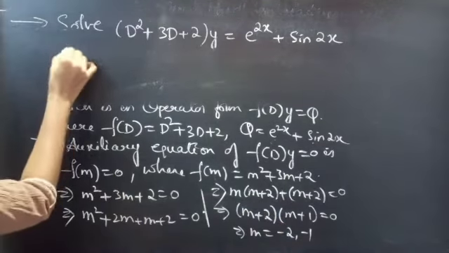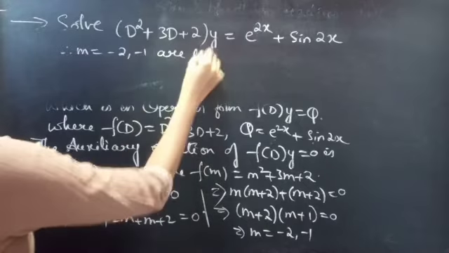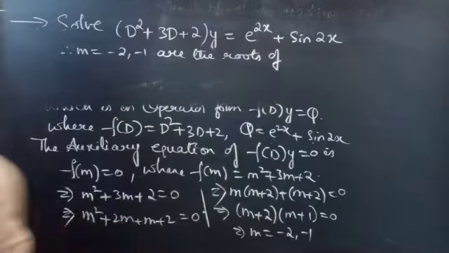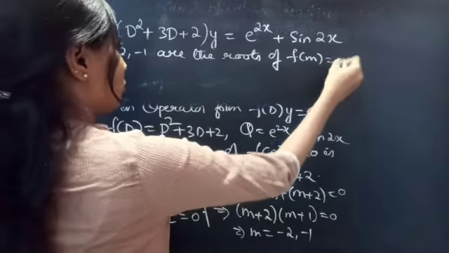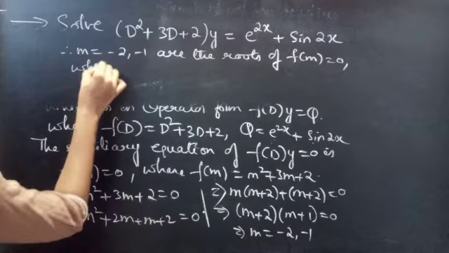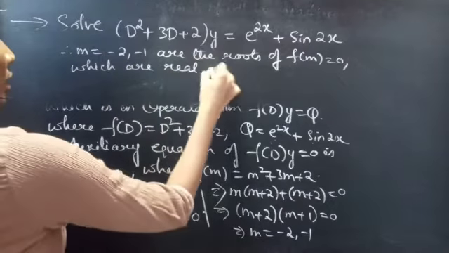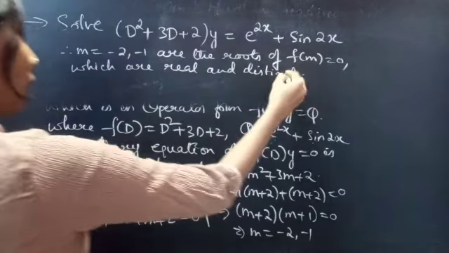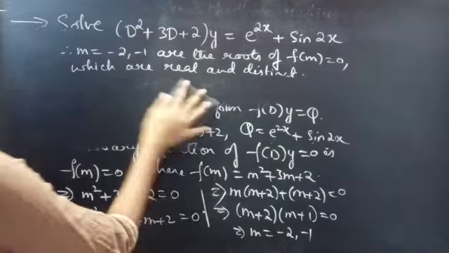Therefore, m equals minus 2, minus 1 are the roots of the auxiliary equation, which are real and distinct. Now we can write the complementary function using these roots.